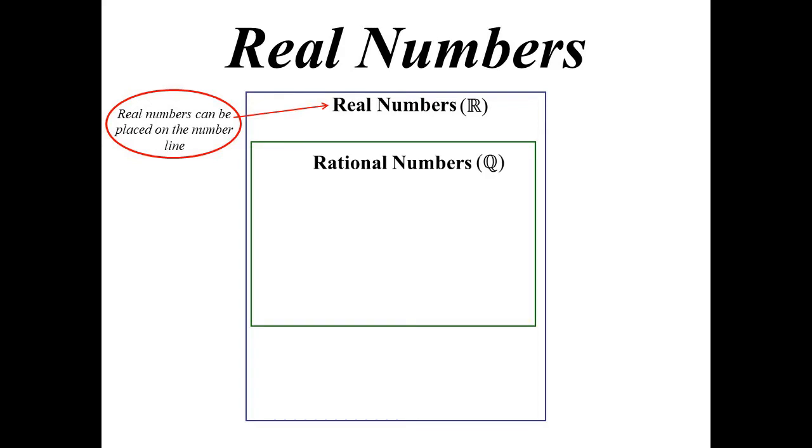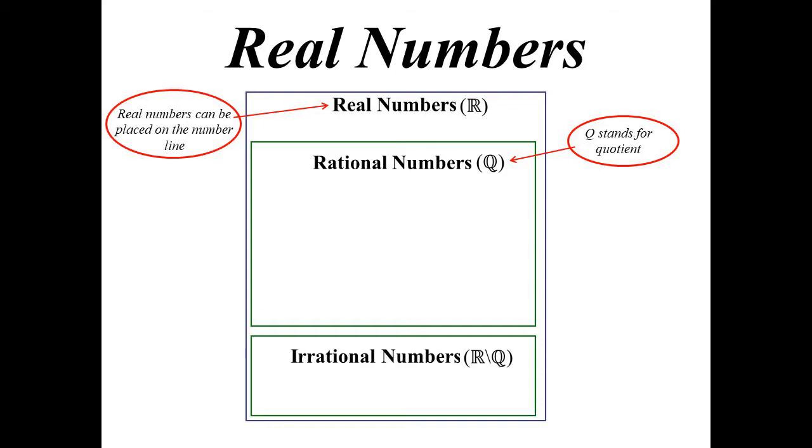Inside the real numbers, we have the rational numbers. Rational numbers, symbolized Q. Q, that's interesting. The reason it's Q stands for quotient, and a rational number is any number that can be written as a fraction, where both the numerator and the denominator are integers. Okay, so then we have the irrational numbers. They're the ones that we can't write as a fraction.